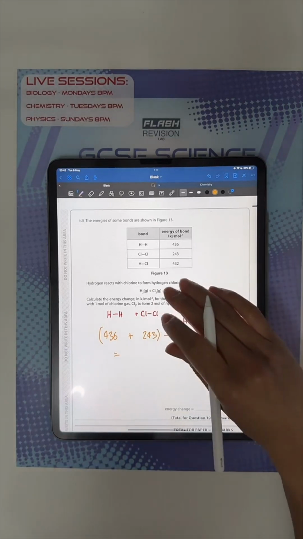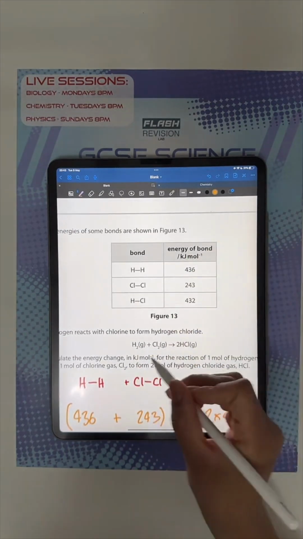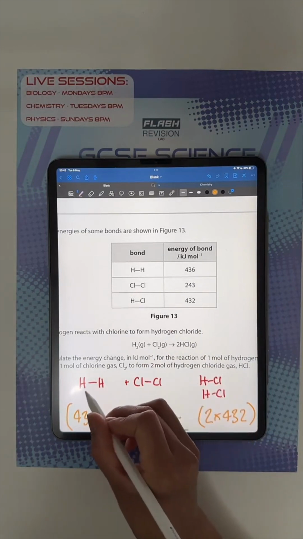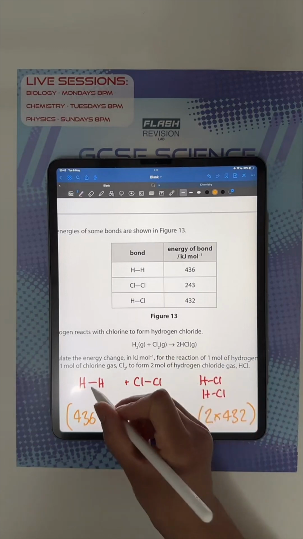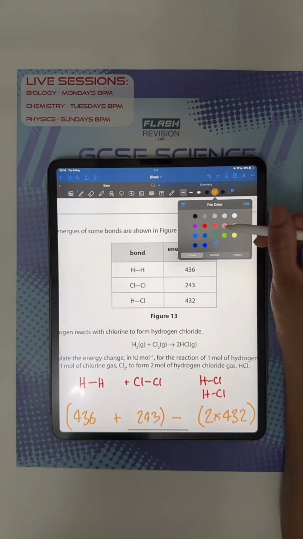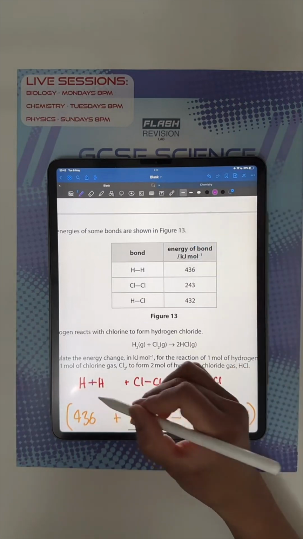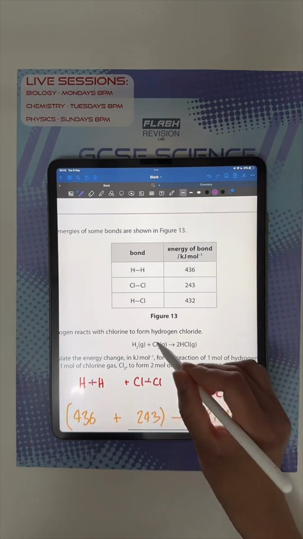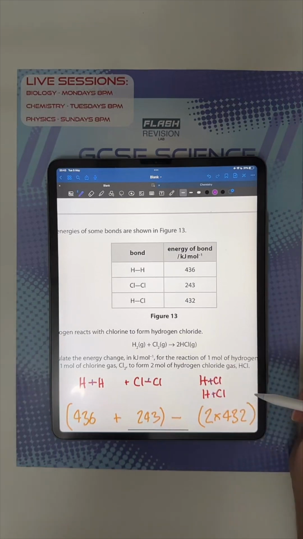The small 2, no. So the small 2 is taken care of in the table. Small 2 basically means there's 2 H's, but there's only one bond in the middle. In these calculations, you're only worried about the bonds in the middle. So one bond between the 2 H's, one bond between the 2 Cl's, and then you got one bond each here.